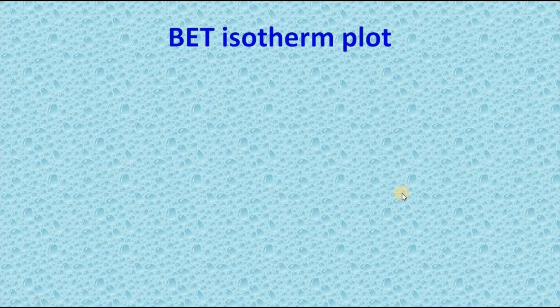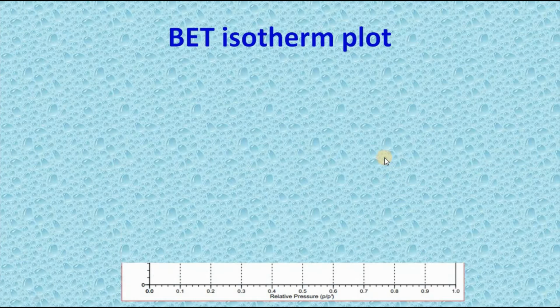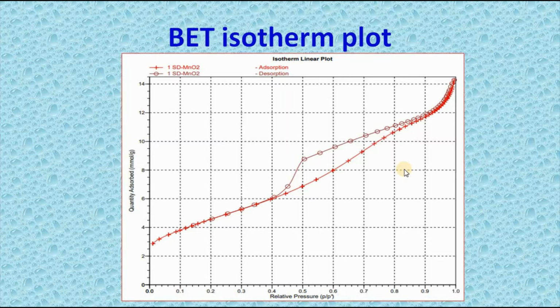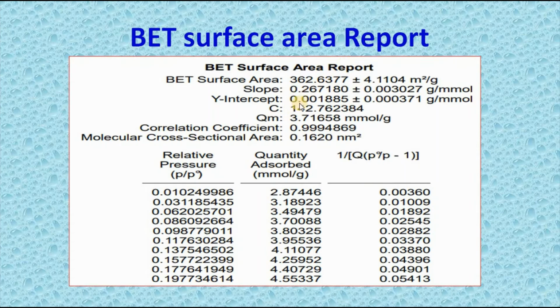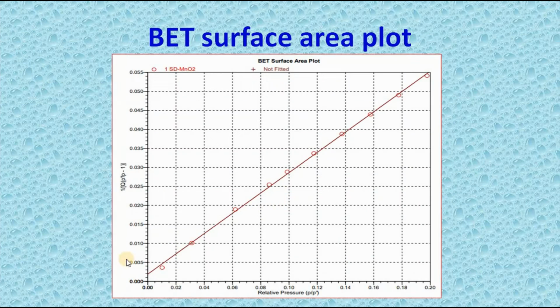And then comes the BET isotherm plot, which is the most important plot for specific surface area analysis. Here it is showing a type 4 isotherm for adsorption and desorption, which is a typical BET isotherm. And here are the results for linear fitting of the BET isotherm, which is surface area showing here, slope is this, intercept is this, and on the next page I will show you the linear fitting. Here is the linear fitting of the BET surface area plot.